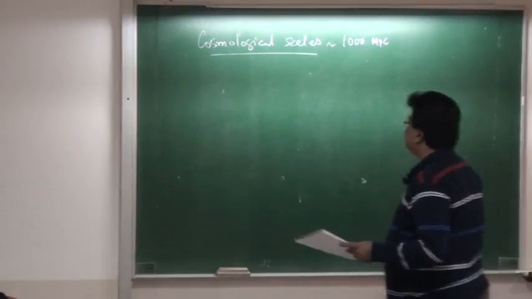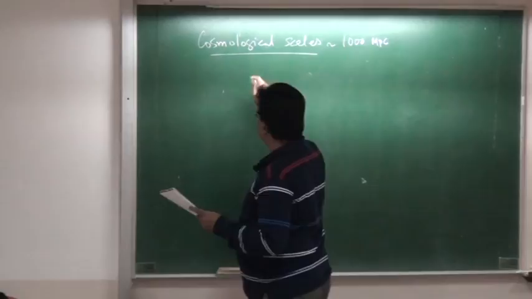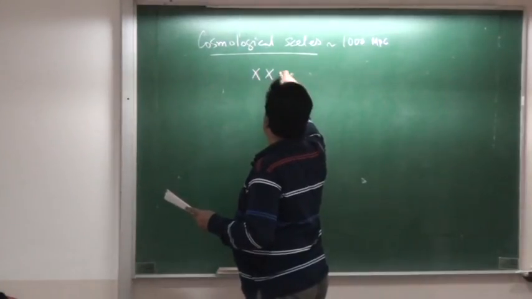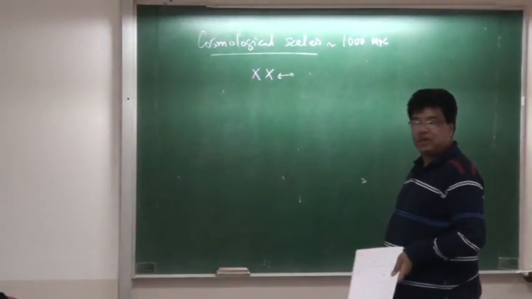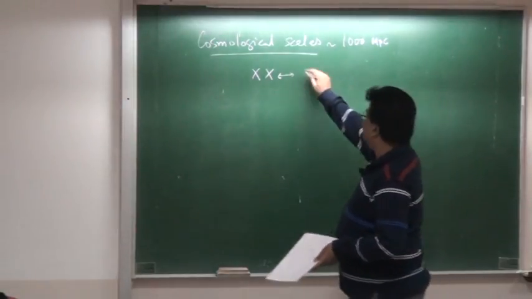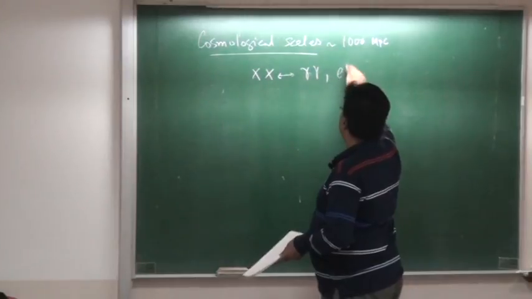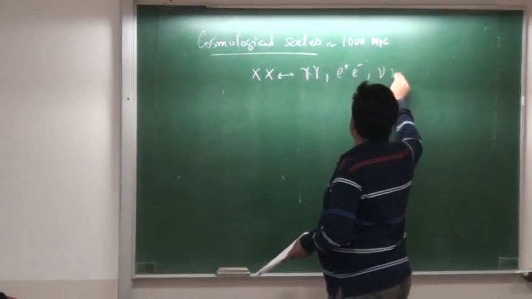Supposing there is some particle species X that can annihilate, in thermal equilibrium of the particles it can give you photons, it can give you e plus e minus, nu nu bar.